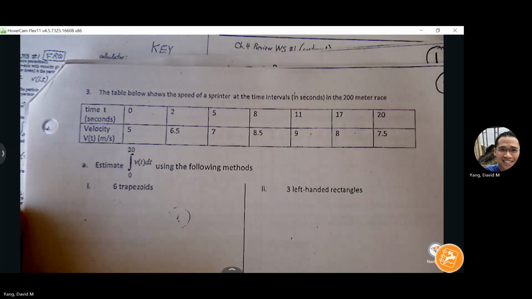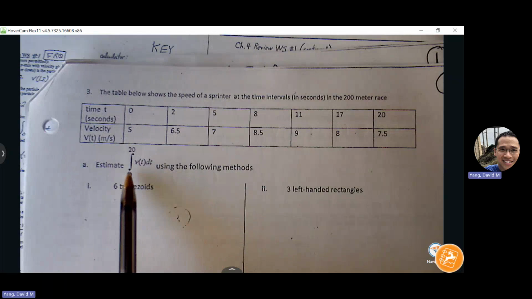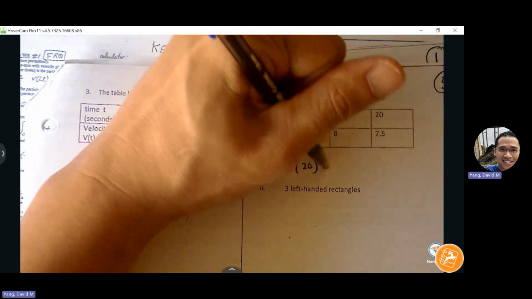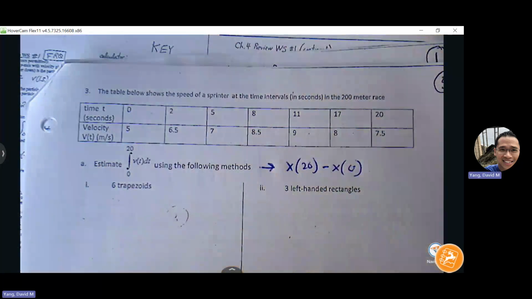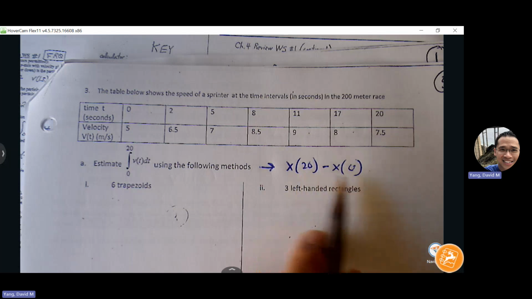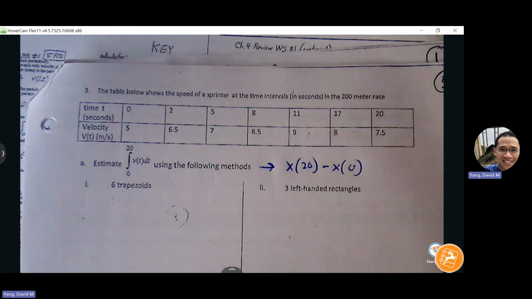Okay. So first off, what does this represent? Integral of v of t. Distance, right? Or how about this? Change in distance. Because we know that using the first theorem, integral of v of t is just x of 20 minus x of 0. So that tells us how much distance he's covered at 20 seconds, and this is how much distance he's covered at 0 seconds. So if we subtract these two, we figure out how much change in distance, or displacement, right?